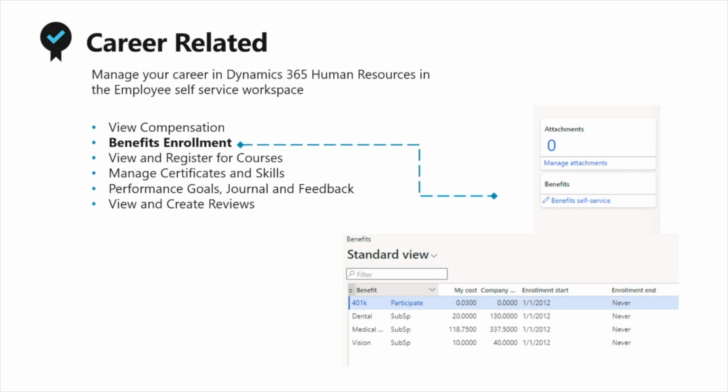To access their benefits for enrollment, the employee goes to the employee self-service and then selects the benefit self-service on the benefits tile, as can be seen on the right-hand side. And on the benefit self-service page, benefit plans are grouped by plan type. To view the benefit plans in a plan type, the employee selects a tile on the employee benefits page. The employee will only see the benefits that they are eligible for.